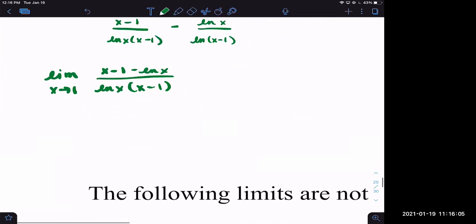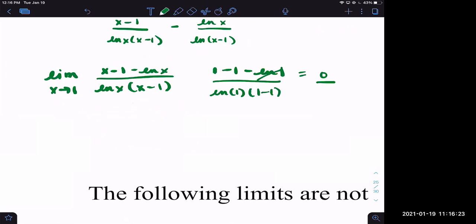If we plug in 1, what's the numerator? What's ln of 1? 0. So the numerator is 0. If we plug in 1 in the denominator, what would we get? 0, which is good. That means we can apply L'Hopital's rule. L'Hopital's rule says take the derivative of the top and divide it by the derivative of the bottom. So I'm still taking the limit as x goes to 1.